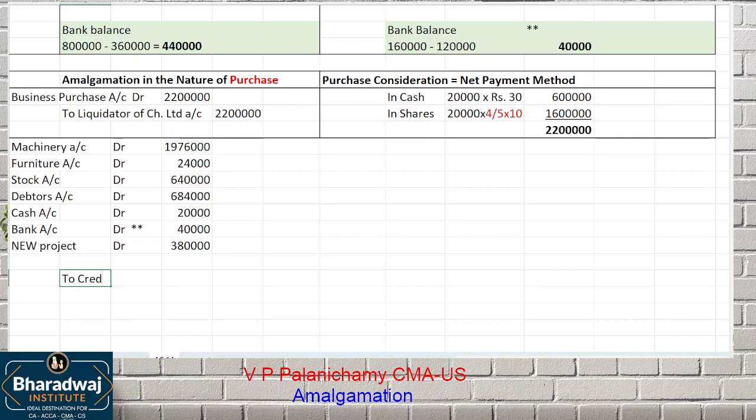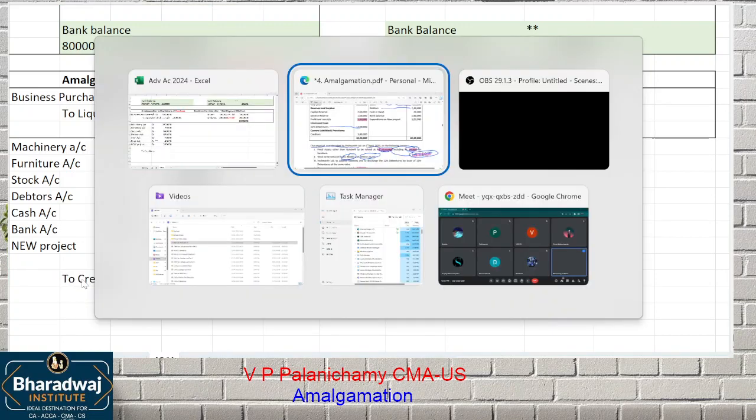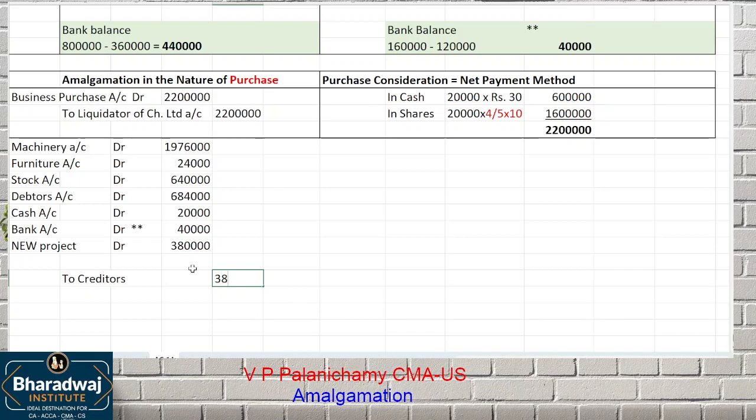To creditors, no change in the value. What is the creditors value? 3,80,000. Then to debentures, what is the debentures value? 12 lakhs. Debentures 12 lakhs. To business purchase, let us close.